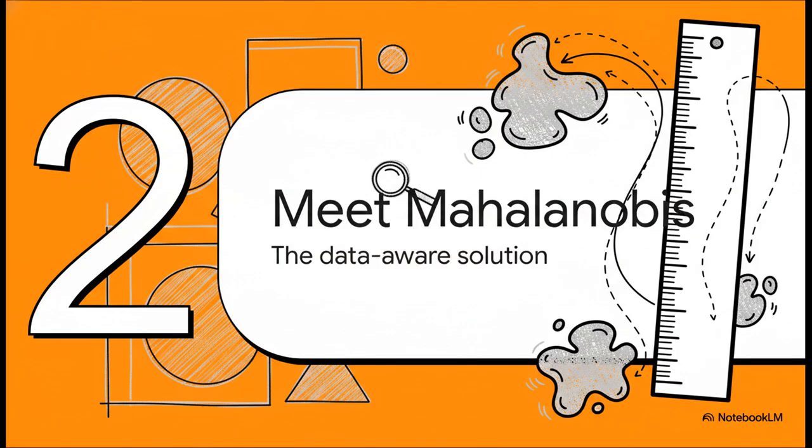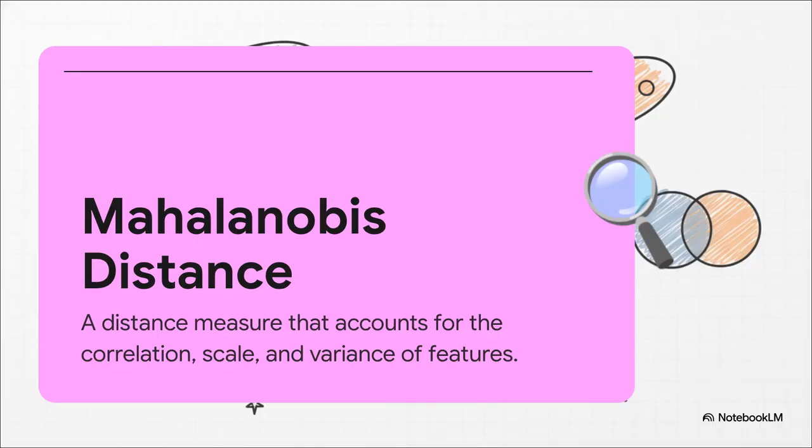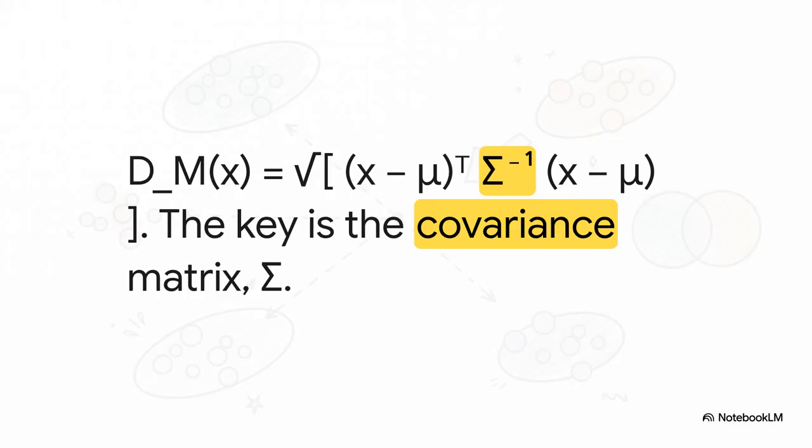Well, that brings us to section 2 and the answer to our problems, Mahalanobis distance. You can think of it like a smarter ruler, one that actually understands the context and the shape of the data it's measuring. At its heart, the definition really says it all. Mahalanobis distance isn't just measuring plain old length, it's measuring statistical distance. It takes into account all the things Euclidean distance just ignores, the relationship between features, their different scales, and how spread out they are.